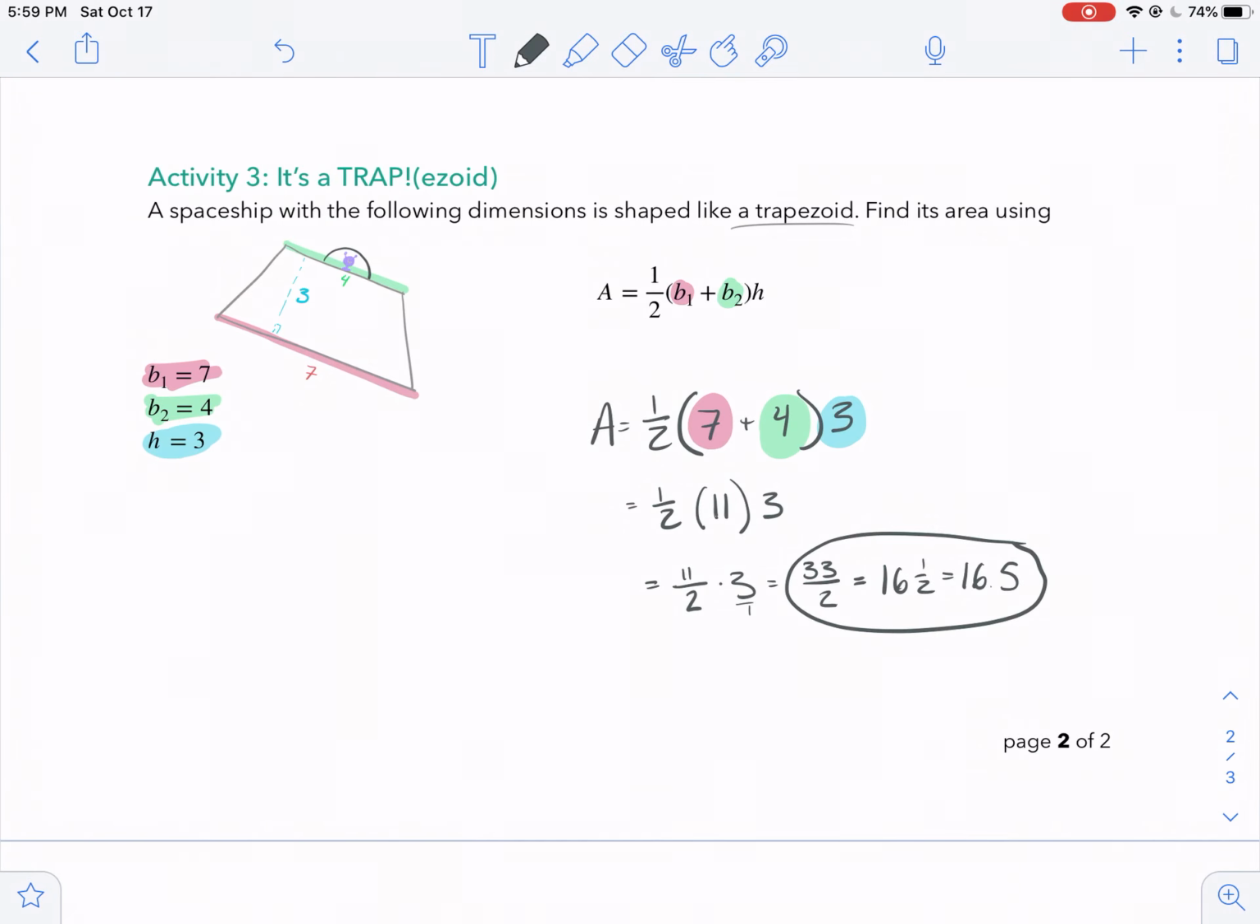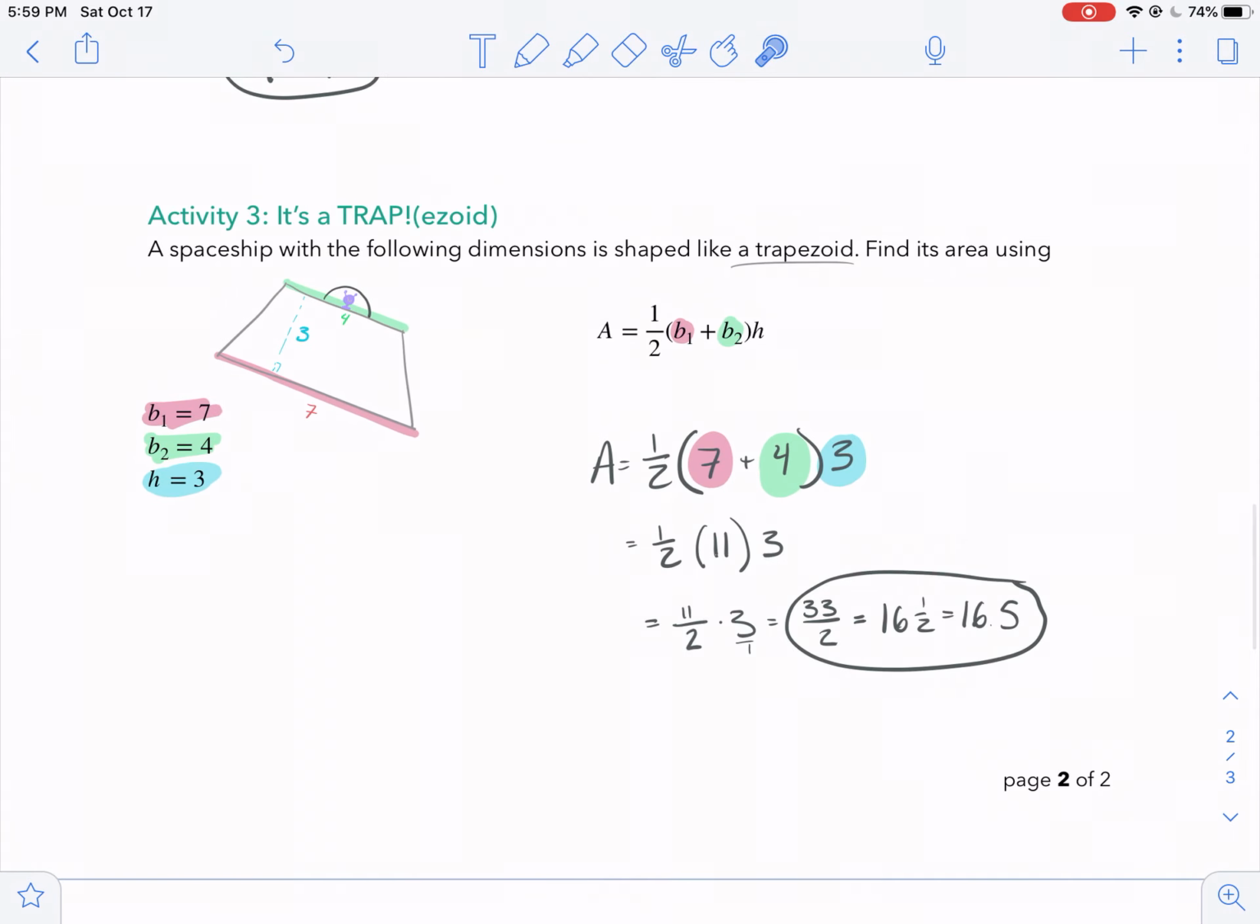Okay, so remember to do what's in parentheses first. Basically, guys, follow PEMDAS and do what's in parentheses first.